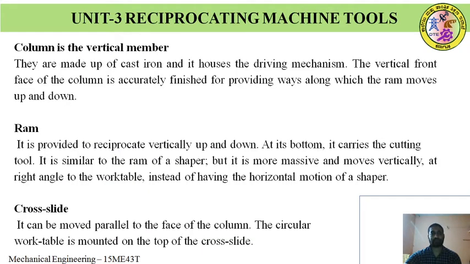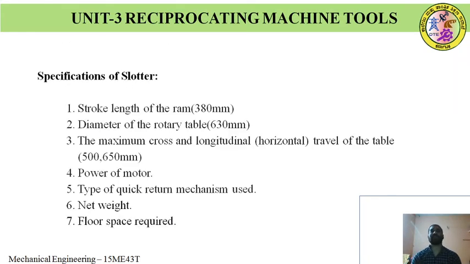Before that, we must know the difference between the shaper and the slotter. In the shaper, the ram carrying the tool reciprocates in the horizontal direction, whereas in the slotter, the ram carrying the tool reciprocates in the vertical direction. In the shaper we have a table upon which the vices are mounted, but in the slotter we have a rotary table which is mounted on the cross slide.